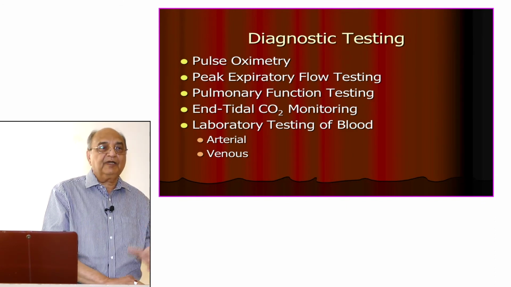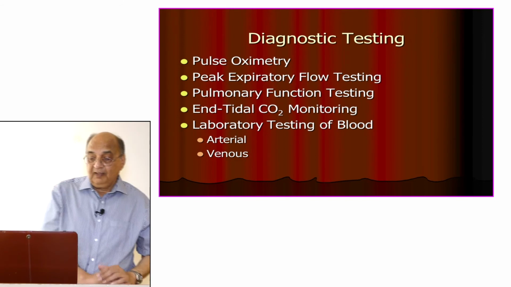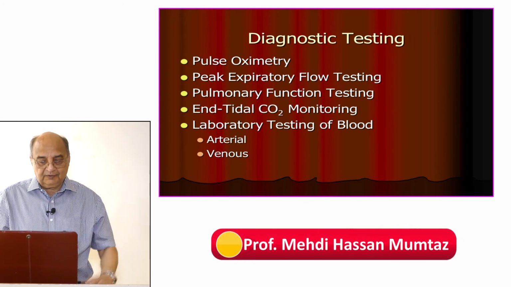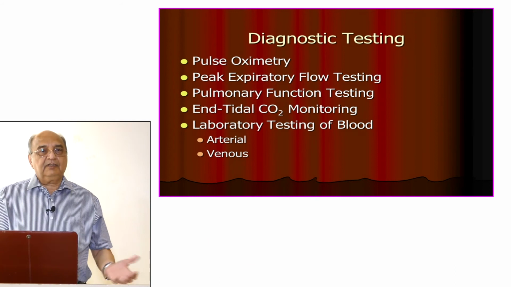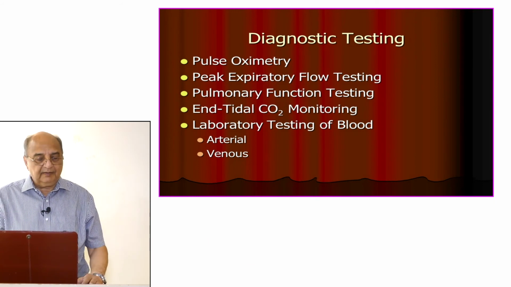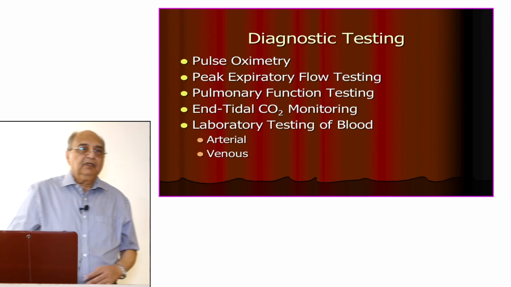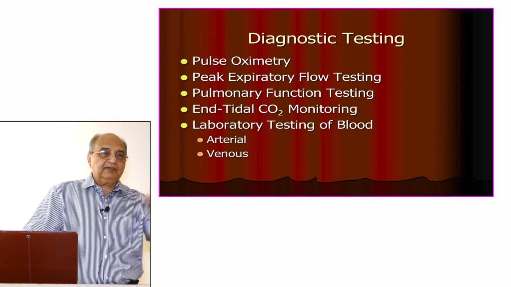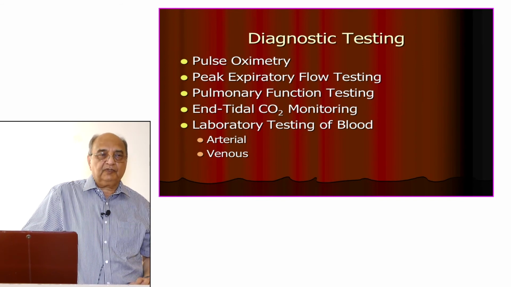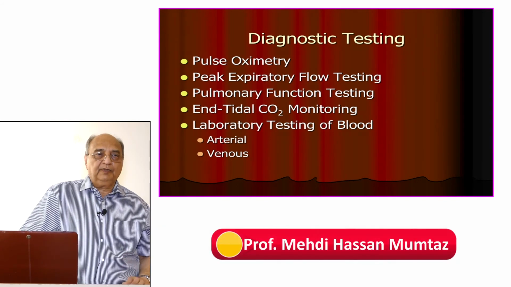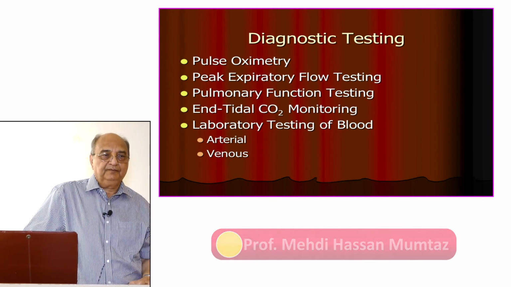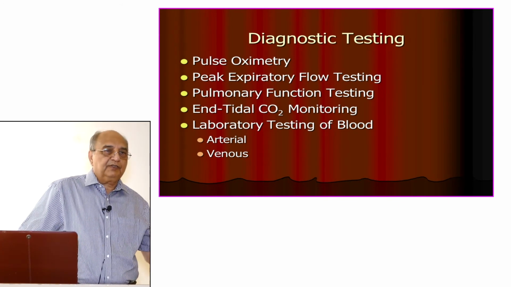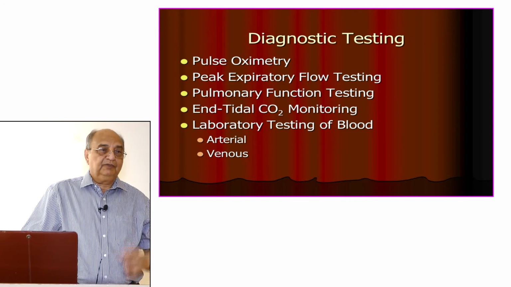उसके लिए फिर आपको पूरी ब्लड गैस एनालाइज करके PO2 करना पड़ता है. पीक एक्सपिरेटरी फ्लो टेस्टिंग भी करते हैं लंग के लिए, पल्मोनरी फंक्शन टेस्टिंग, एंड टाइडल CO2 मॉनिटरिंग कि कितनी कार्बन डाइऑक्साइड बाहर निकली है, लेबोरेटरी टेस्टिंग में arterial blood or venous blood. Now you are giving oxygen to the patient. You are looking at the saturation, you are looking at the partial pressure of oxygen, and looking at the hemoglobin level. You know how much oxygen is going to the tissue. Okay? Now this delivery of oxygen to the tissues is called DO2, delivery of oxygen.